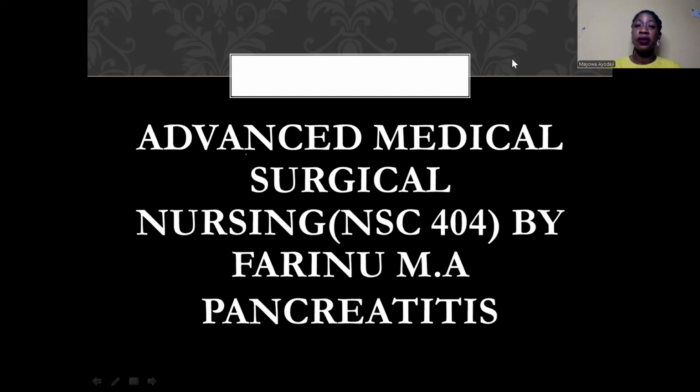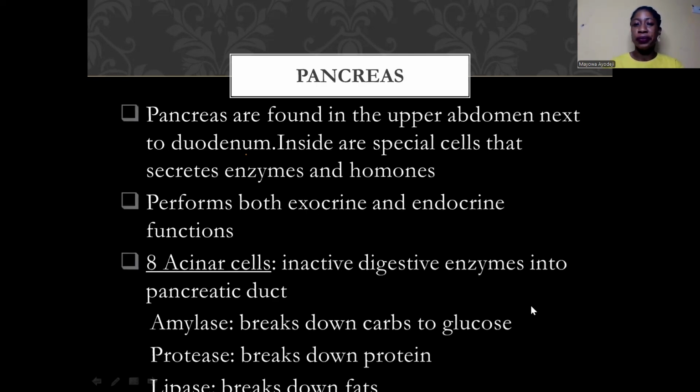Today we'll be discussing a disease condition that is known as pancreatitis. So before I continue, I want you to write within the comment section what you understand by pancreatitis. So before we dive into the disease condition in detail, let's quickly remind ourselves of the anatomy of the pancreas so that we can have an in-depth knowledge about what pancreatitis is.